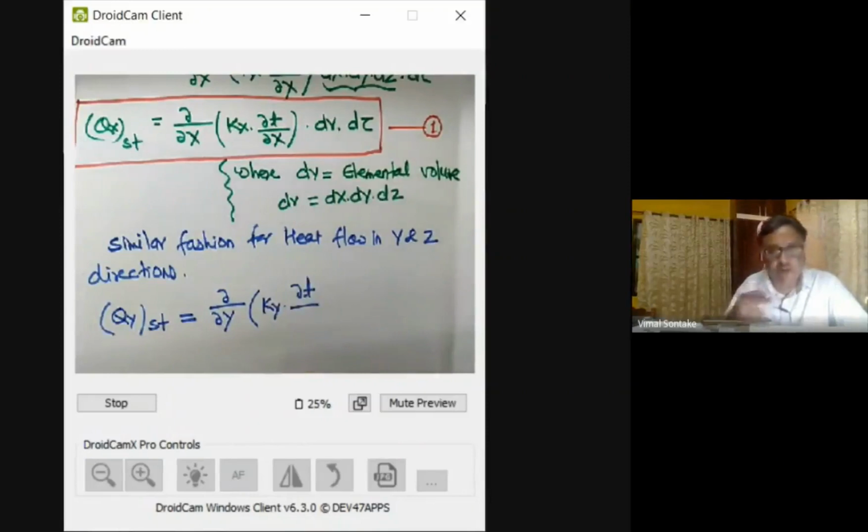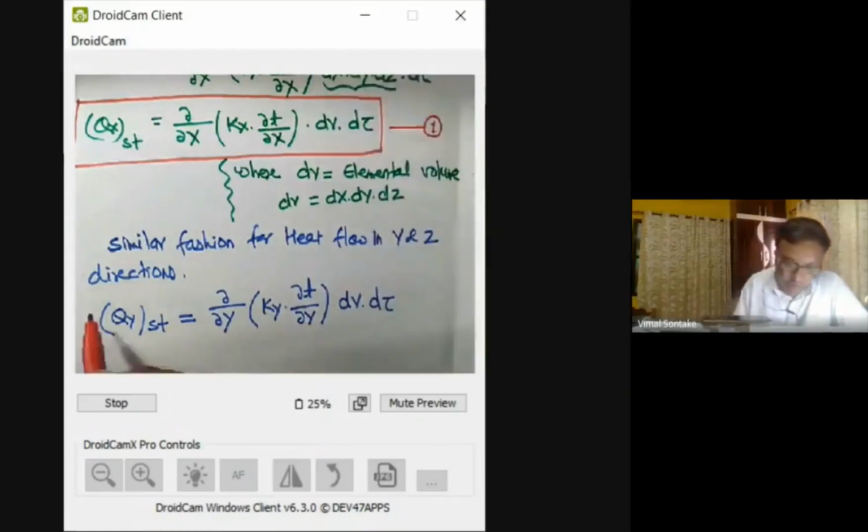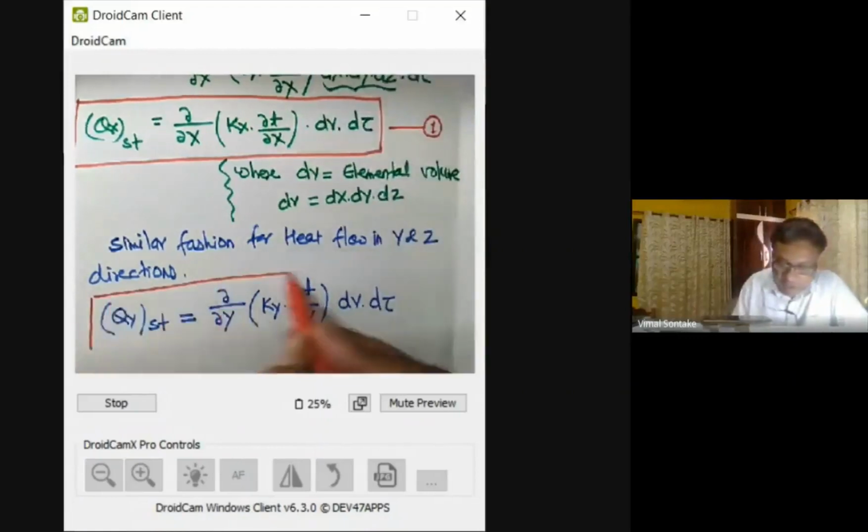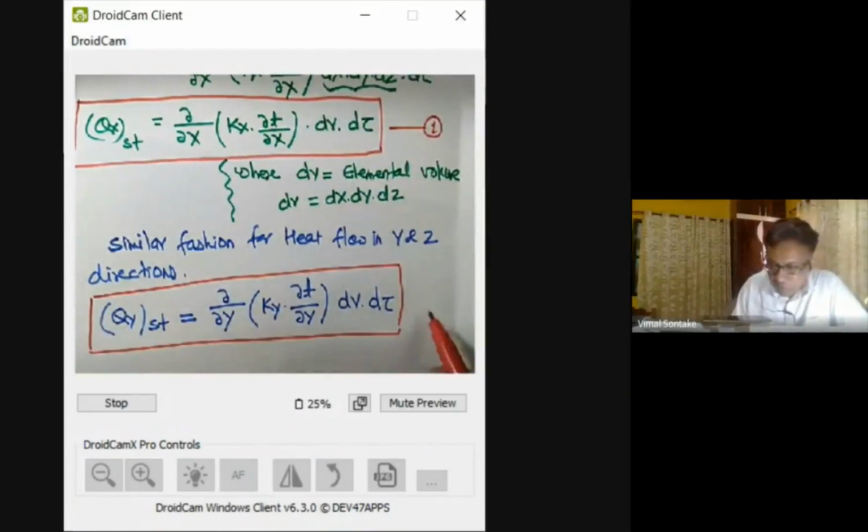Now heat is flowing in the direction of del y, so the length of the path of heat flow of the element will be del y. Volume will be d tau and the time interval will be d tau. So this is the amount of heat stored in the elemental volume due to heat flow in the y direction.